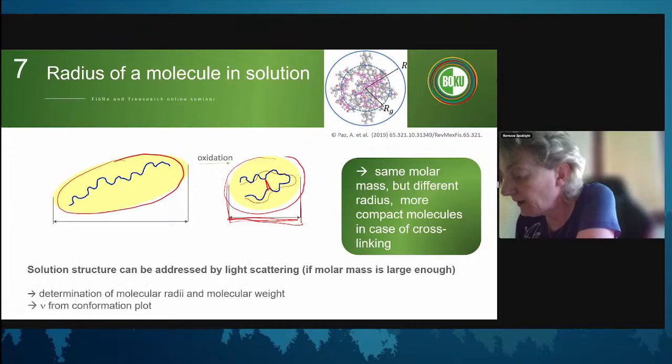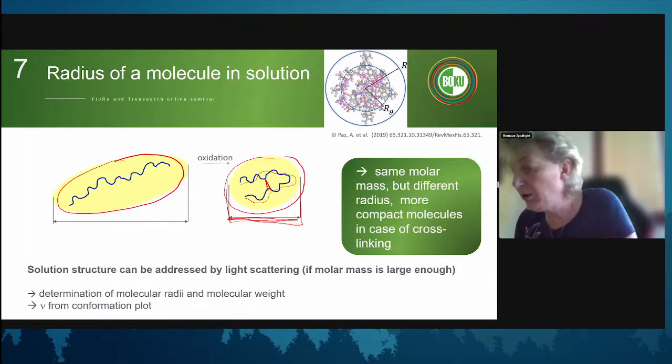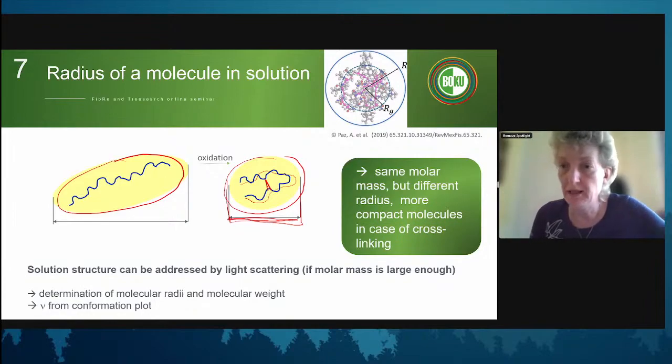So solution structure does matter, and we can address that by light scattering if our molecule is large enough. If the molecule is large enough, we can not only measure the molar mass distribution, we can also measure the radius, and in that case, it's the radius of gyration.